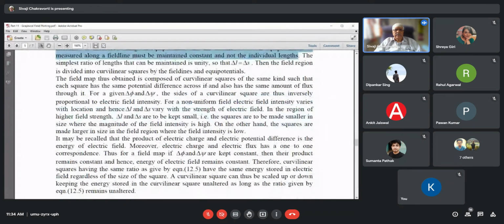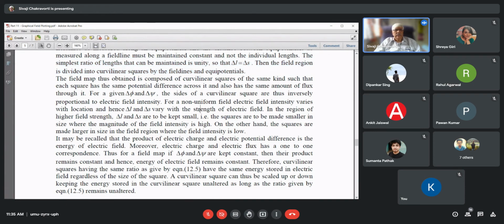Now this constant is an important quantity. So you can always ask what should be this constant. And most commonly we take this constant as unity. That means we take del L equal to del S. So that's what is written here. And if we do that, then this field map that we are generating is actually curvilinear squares.